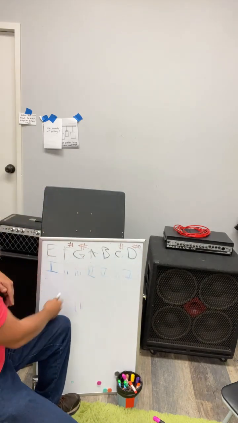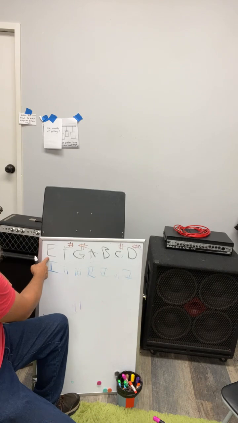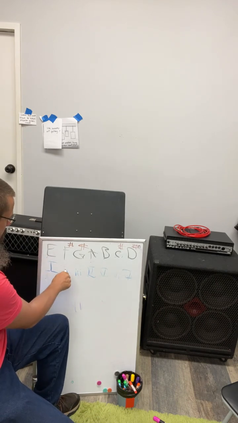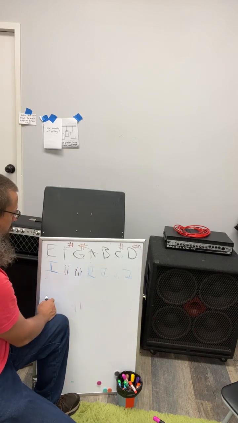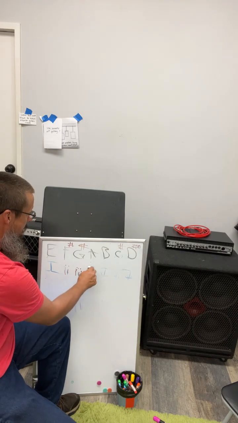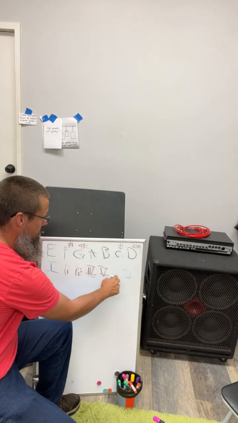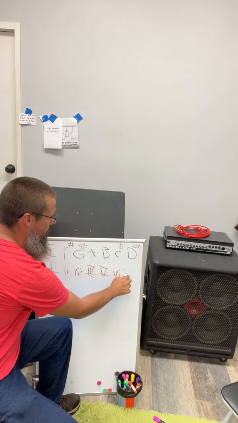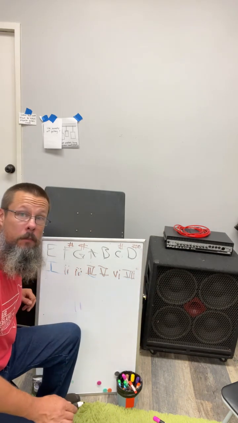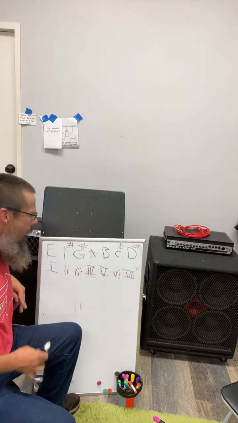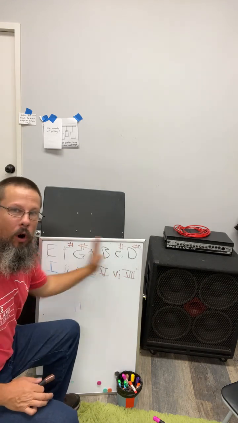So in the key of E, this is how you spell it. E major, F sharp minor, G sharp minor, A major, B major, C sharp minor, and then we got a D sharp diminished. So the end result of this is you'll be able to spell out any chord from here.